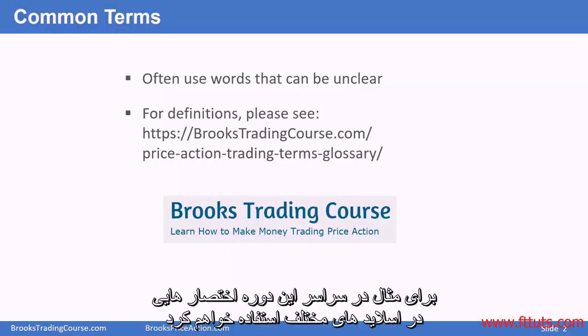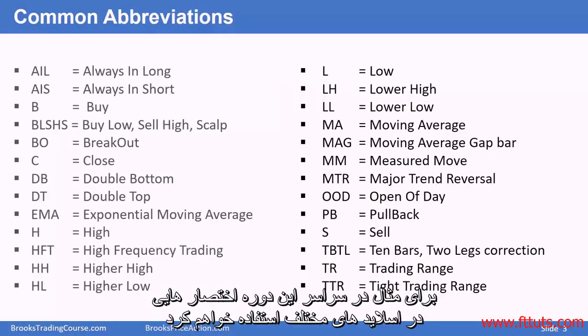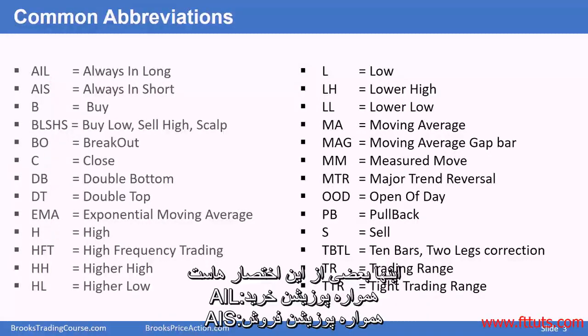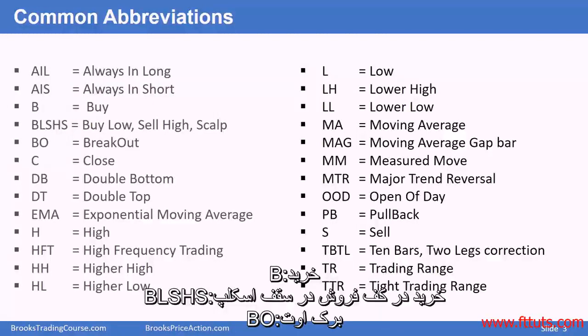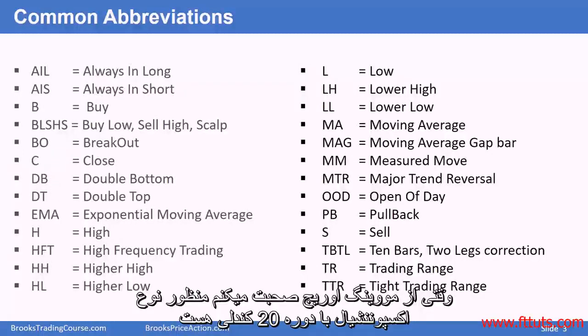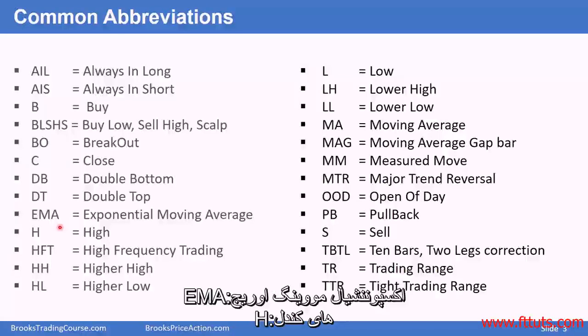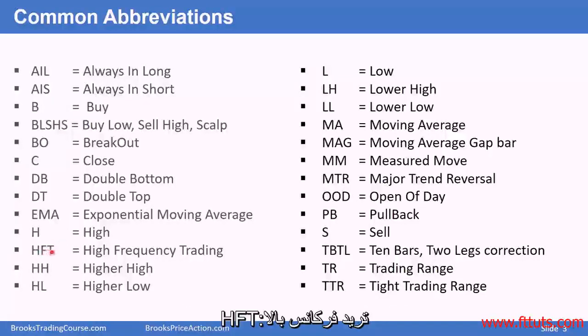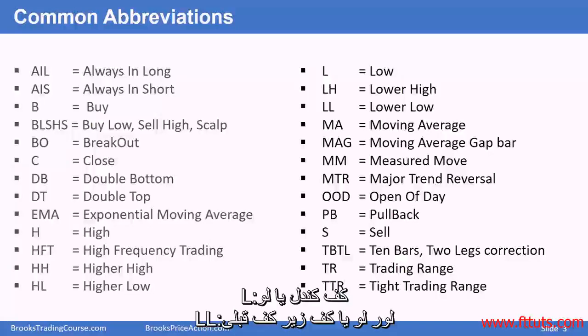For example, throughout the video course, I will be using abbreviations on different slides, and these are some of the common ones that you will see. Always in long, always in short, buy low, sell high, scalp, breakout, the close of a bar, double bottom, double top. When you hear me talk about a moving average, I'm talking about a 20-bar exponential moving average, or an EMA. Then the high of the bar, HFT, high frequency trading. When you see me use HH, I'm talking about a higher high. Low is L. A lower low, a low that is below a prior low, is a lower low.